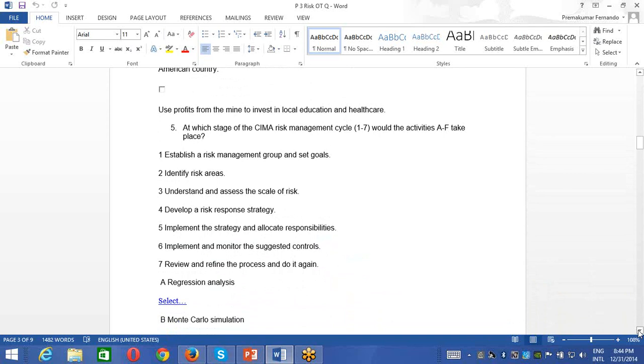So, they are asking, regression analysis, what will it be? What is a regression analysis? So it's like, would it be assessing the scale? That's correct, because regression analysis is basically a way to monitor the risk, to measure the risk. Yeah. So that is definitely the assessment: understand and assess the scale of risk.